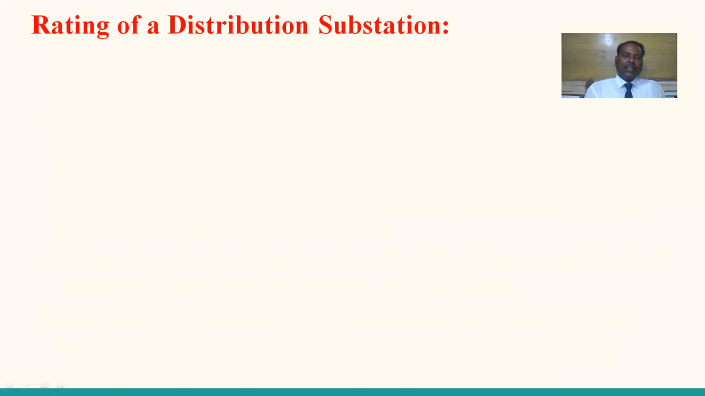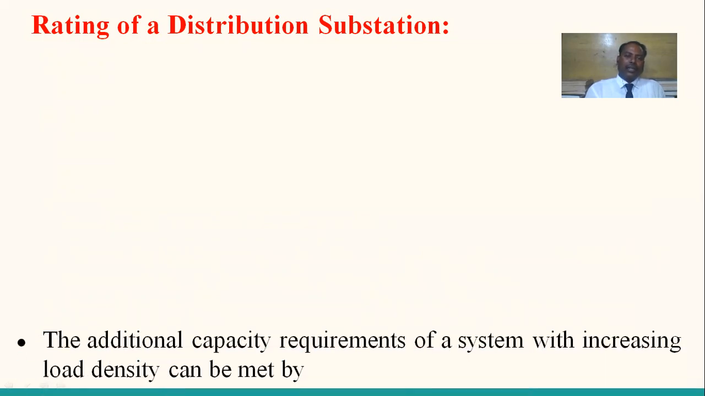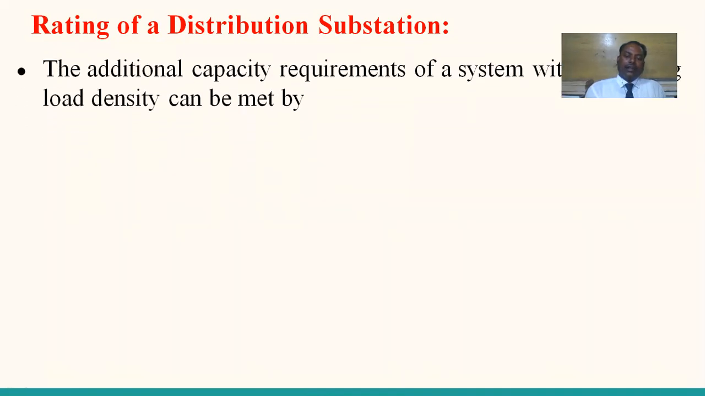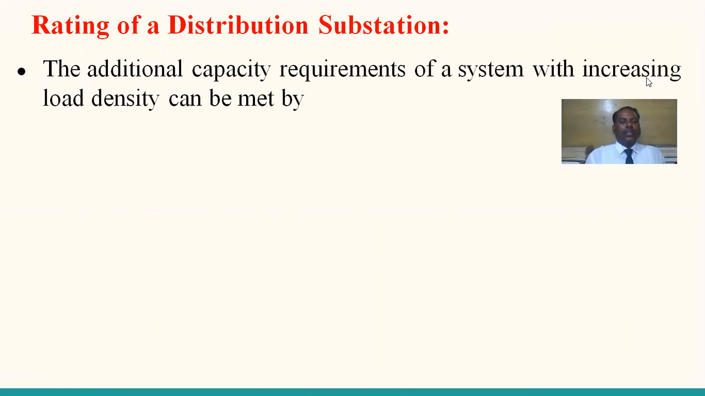is decided by the number of outgoing feeders. Number of outgoing feeders may be 4 feeders, 6 feeders, 8 feeders. So like that, n number of feeders provision is there. Yes, all these are required. Then there is the additional capacity requirement, when the substation has to supply some additional capacity to meet the increased load demand. So when is it possible, let us see.